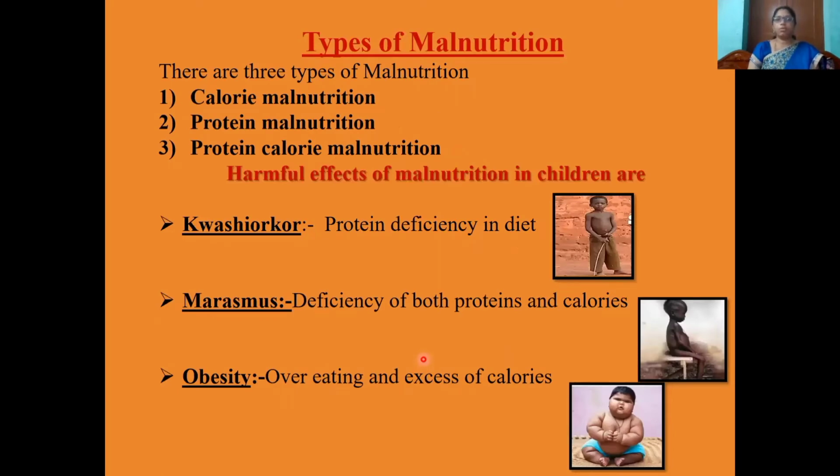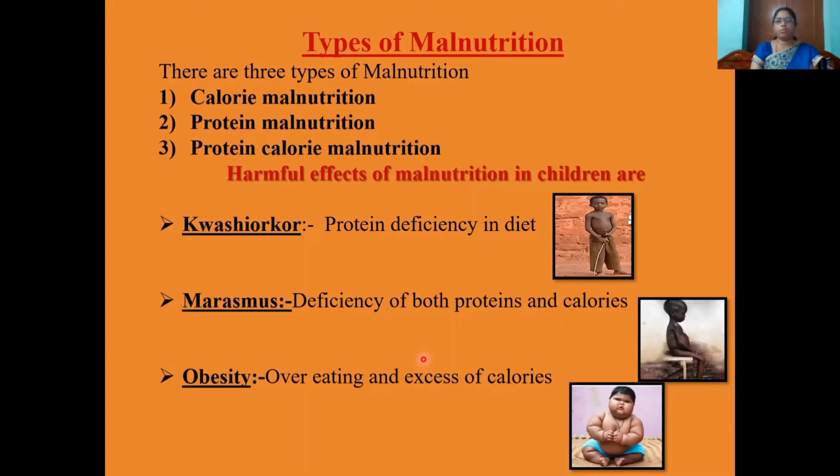Let us discuss the types of malnutrition. There are three types of malnutrition. First one is calorie malnutrition. Second one is protein malnutrition. And third one is protein calorie malnutrition.